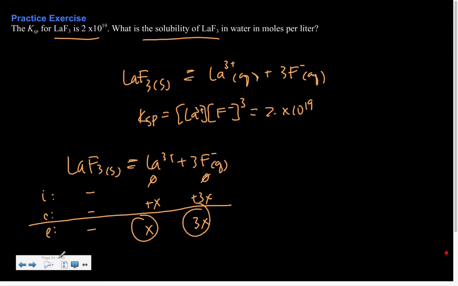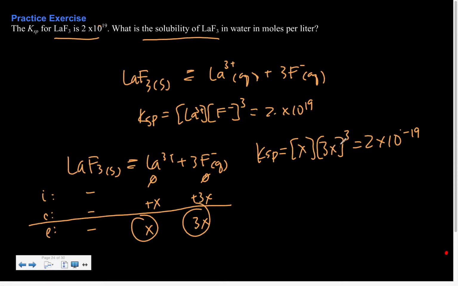So again, up here, if this dissolves, we're going to form one of these, 3 of these, which is the same thing that this says. So whatever makes more sense to you. That's what we're going to plug in here to solve for one variable. So we're going to say Ksp equals x times 3x to the third is equal to 2 times 10 to the, that should say negative 19th. The negative's missing. So then from here, what happens?